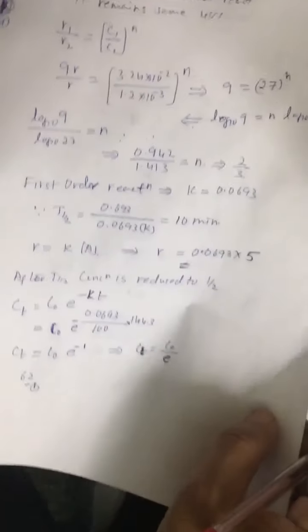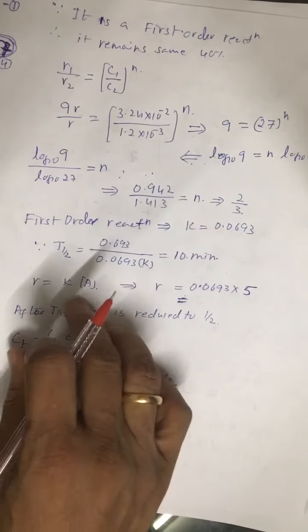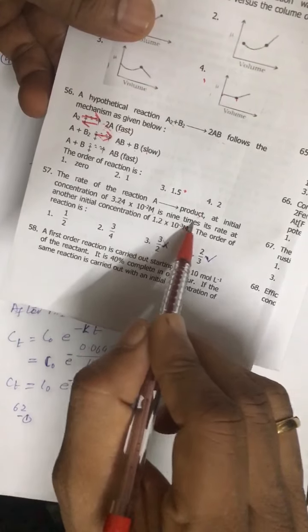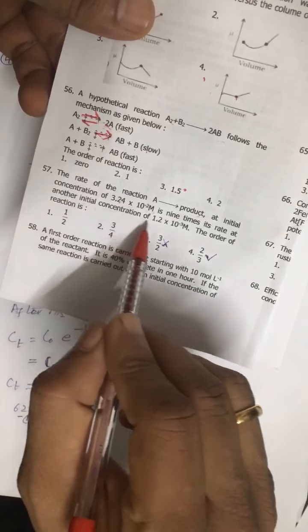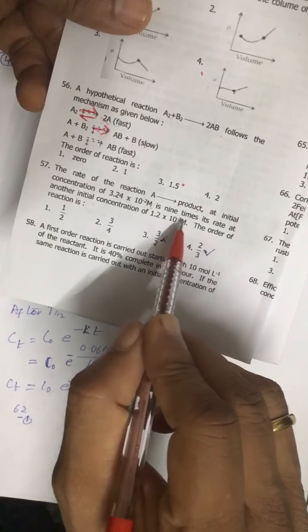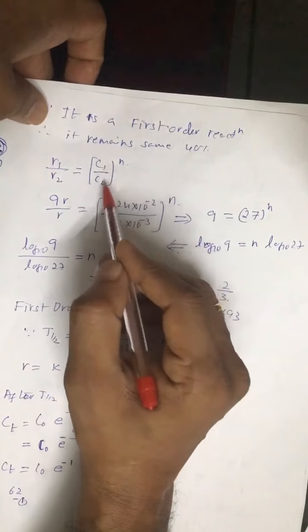Now look at question number 57. The rate of reaction A going to product at an initial concentration of 3.24 into 10 raised to power minus 2 is 9 times the rate at another initial concentration of 1.2 into 10 raised to power minus 3. So we are given R1 and R2 and C1 and C2. Two values are given, so we can say R1 upon R2 equal to C1 upon C2 to the power n.